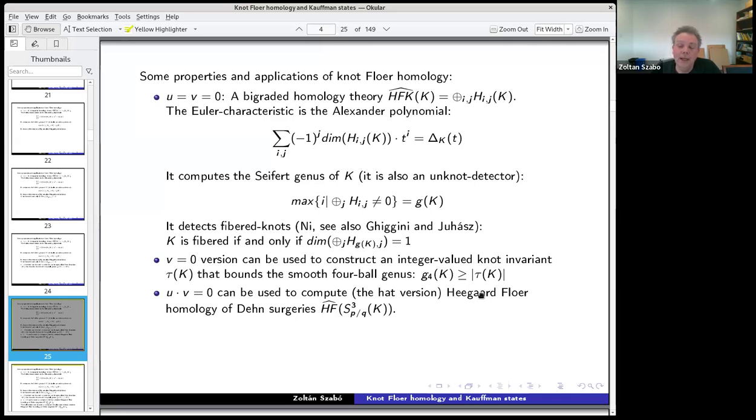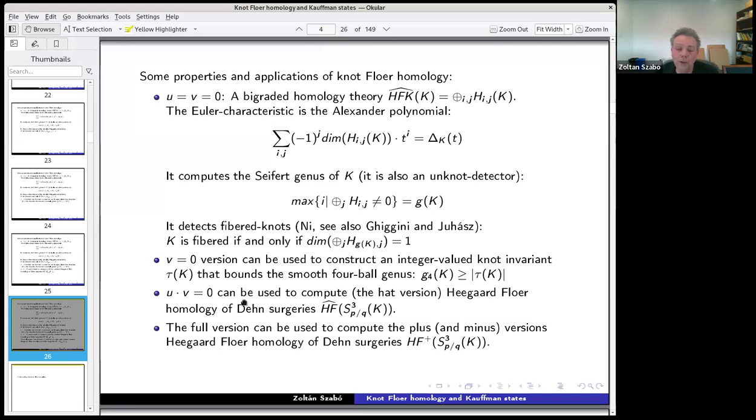But of course, because of this relationship, there are strong connections between knot Floer homology and Heegaard Floer homology for surgeries on the knot. And in fact, there are some results on how to use this to compute explicitly the Heegaard Floer homology of the Dehn surgery when you do p over q Dehn surgery. And if you want the simplest version of Heegaard Floer homology, then you do need this U times V equal to 0 version. But if you want the full package of knot Floer homology, then you actually need the full package. So that is one reason why it's still an interesting problem to make computations for the general case, because that would also be a computation for the plus version of Heegaard Floer homology.